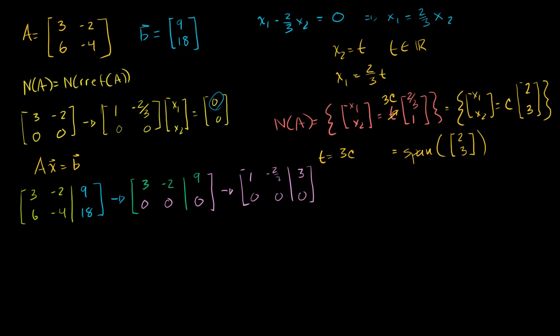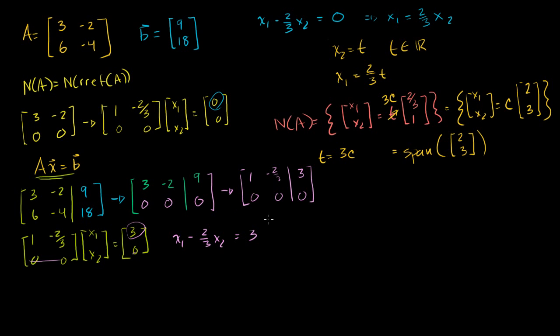So if we wanted to rewrite this as an equation, we would write that the matrix [1, -2/3; 0, 0] times the vector in our solution set, x1, x2, is equal to the vector 3, 0. Another way to say it: the second row gives us no real constraint, so we don't have to pay attention to it. The first row tells us that x1 minus 2/3 times x2 is equal to 3, or that x1 is equal to 3 plus 2/3 x2.